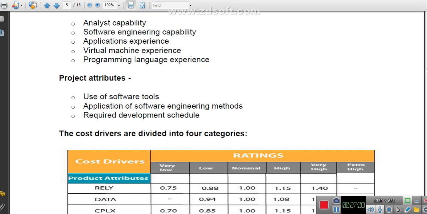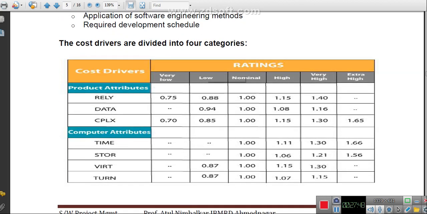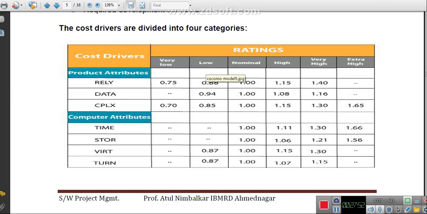So आपको ये सब देखना है कि जो आपका प्रोजेक्ट मैनेजर है उसका एनालिसिस कैपेबिलिटी कितनी है, उसका एक्सपीरियंस कितना है, प्रोग्रामिंग नॉलेज का उसका एक्सपीरियंस कितना है, वर्चुअल मशीन एक्सपीरियंस कितना है, सॉफ्टवेयर इंजीनियरिंग कैपेबिलिटी उसकी कितनी है. अगर प्रोजेक्ट की बात किए तो what are the different tools required to complete that particular project. उसके लिए कुछ अलग टूल्स है क्या, कुछ ऐसे टूल्स लगते हैं क्या जो आपको मार्केट से परचेस करने पड़ेंगे to complete that particular project. So you have to focus on different types of attributes, so it will affect the cost of a particular project.